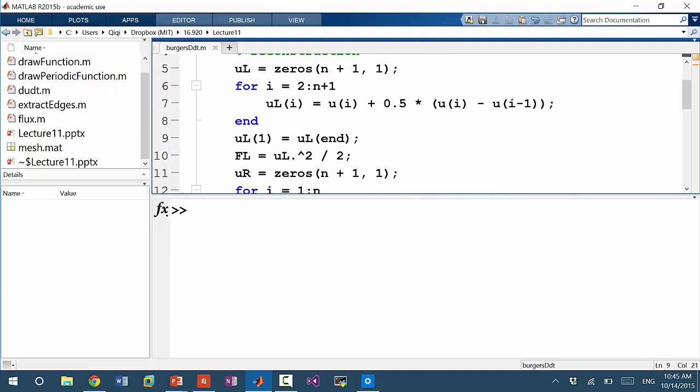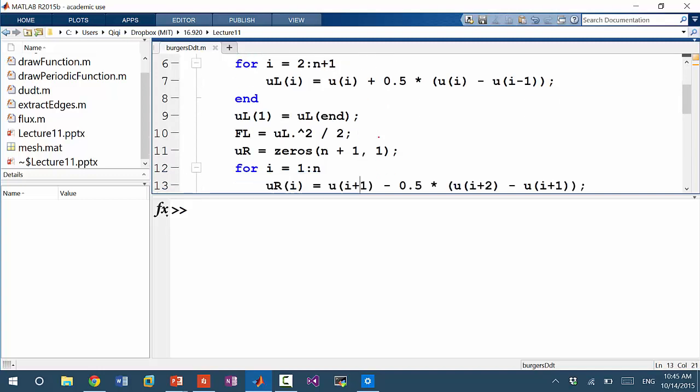What happens is that we reconstructed the UL, which is the solution immediately at the left of each interface, but only for i going from 2 to n plus 1. Initially we were dealing with a zero boundary condition, and after we switched to the periodic boundary condition, I should have added this line, basically copying the UL at the end to UL1. I didn't do that, so that was a bug.